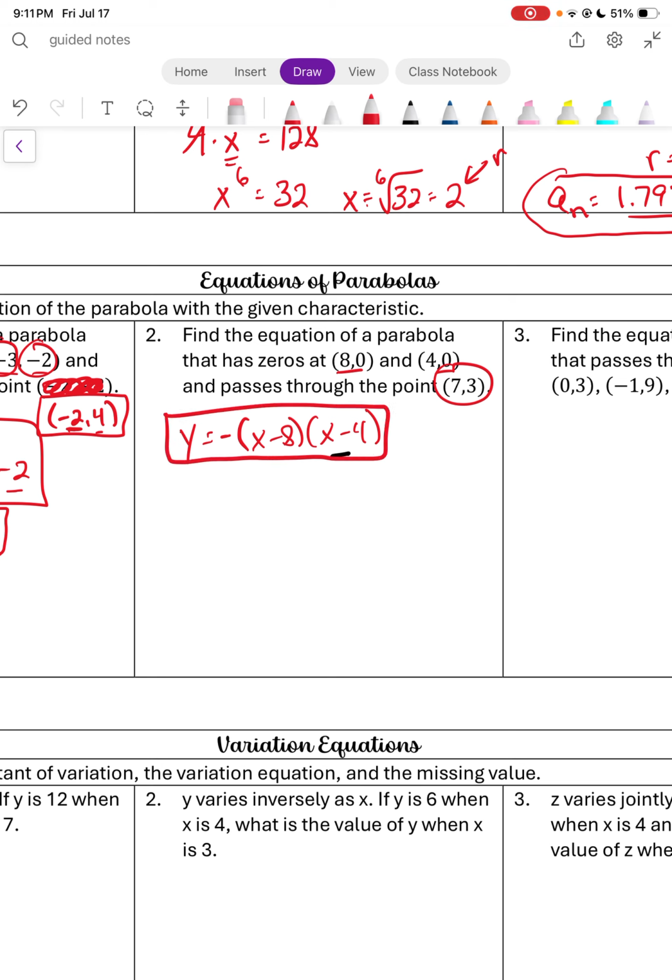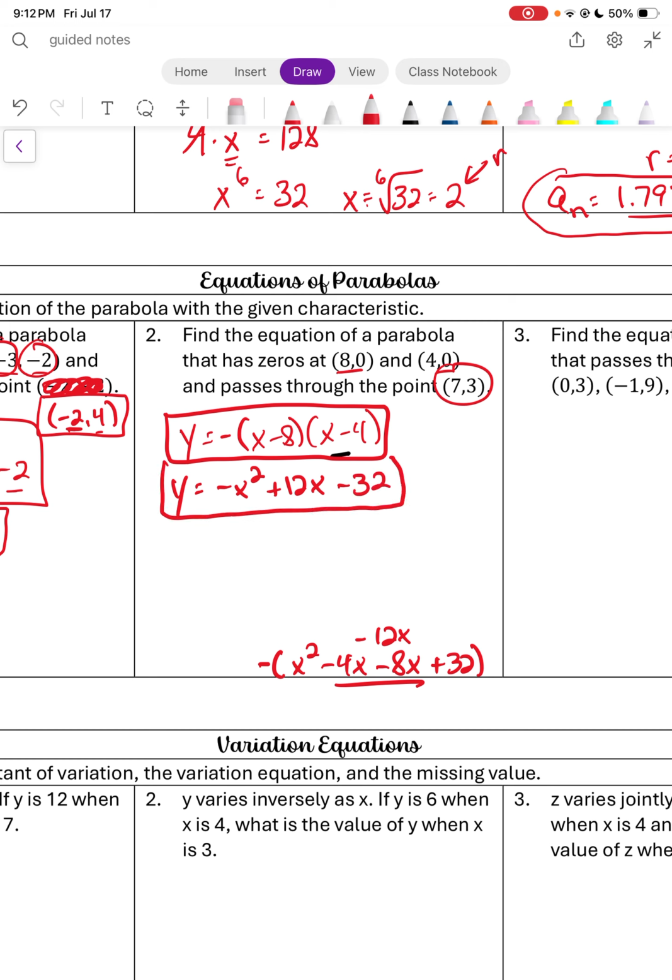Now, to get it in my other forms, I can get it in standard form just by multiplying it out. So I'm going to do (x - 8) times (x - 4), and I've still got my negative out front, so I'm going to do it down here. It's going to be x times x, x times -4, -8 times x, and -8 times -4. This is -12x. When you distribute that negative, that's going to be y equals -x squared, a positive 12x, and a -32.